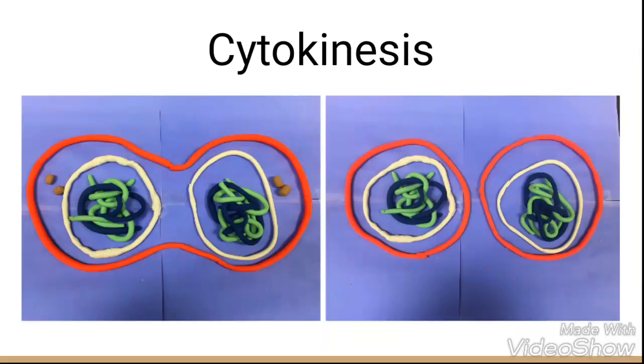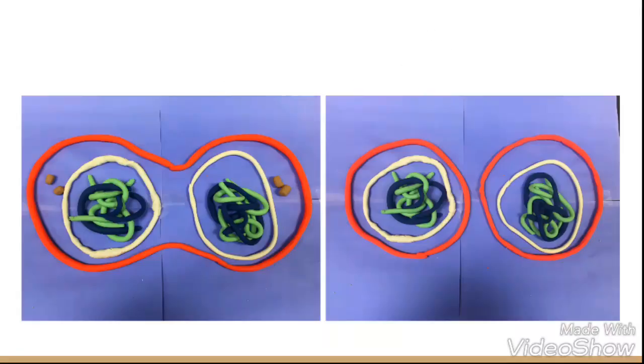Cytokinesis, the third and last stage of the cell cycle, is division of the cytoplasm. In cytokinesis, the chromosomes are uncoiled and form into chromatin. The cell then divides into two cells. Each cell has a nucleus and organelles. Finally, the two new daughter cells can begin the cell cycle.